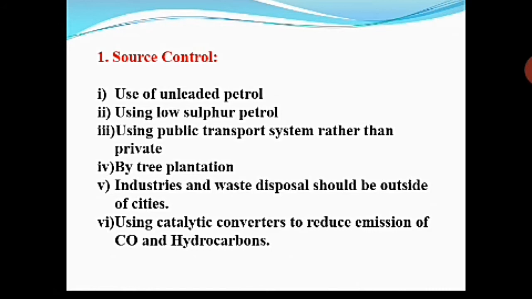Number one, use of unleaded petrol. The petrol used in different vehicles should be unleaded, meaning it should not contain lead, because lead is a poisonous metal. It causes lead poisoning if it is released into the atmosphere, and that is why unleaded petrol is to be used in different vehicles. Nowadays we use unleaded petrol. In earlier days lead was used as an anti-knocking agent in petrol.